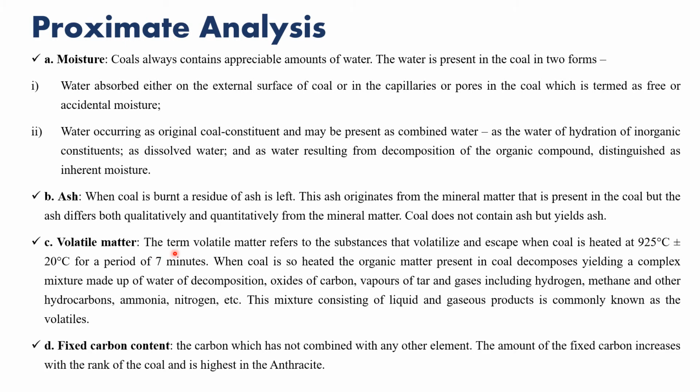Volatile matter. The term volatile matter refers to substance that volatilize and escape when coal is heated at specific temperature for 7 minutes. So volatilize అయ్యి escape అయిపోతాయి, అంటే their boiling point is low literally. So when coal is so heated, the organic matter present in coal decomposes, yielding a complex mixture made up of water of decomposition, oxides of carbon, vapors of tar, and gases including hydrogen, methane, and other hydrocarbons.